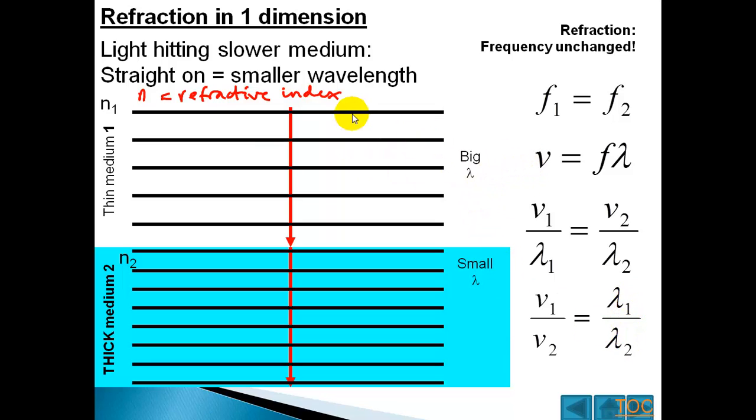A large wavelength has a large velocity; a small wavelength, a small velocity. And this is also the ratio of the refractive indices. Notice that this is v1 over v2, lambda 1 over lambda 2, but this is flipped, so it's N2 divided by N1.